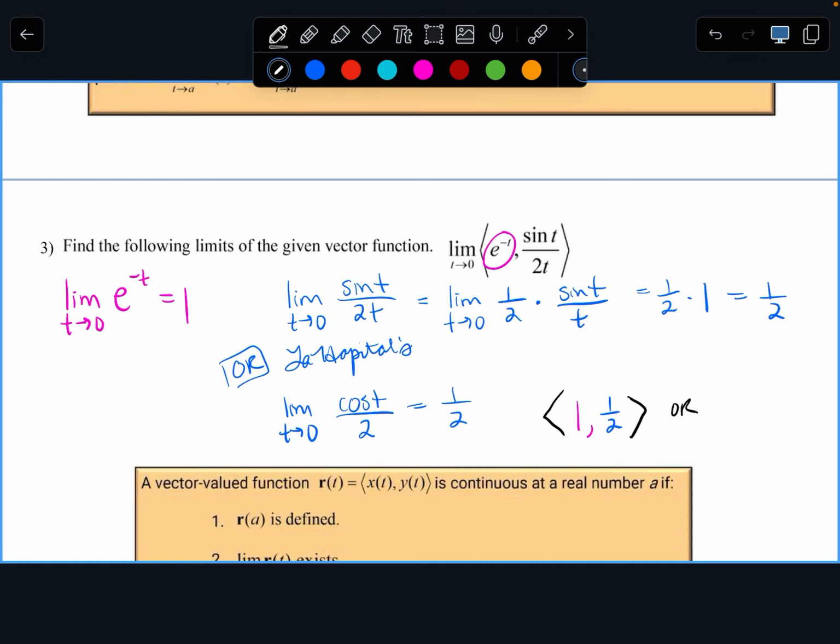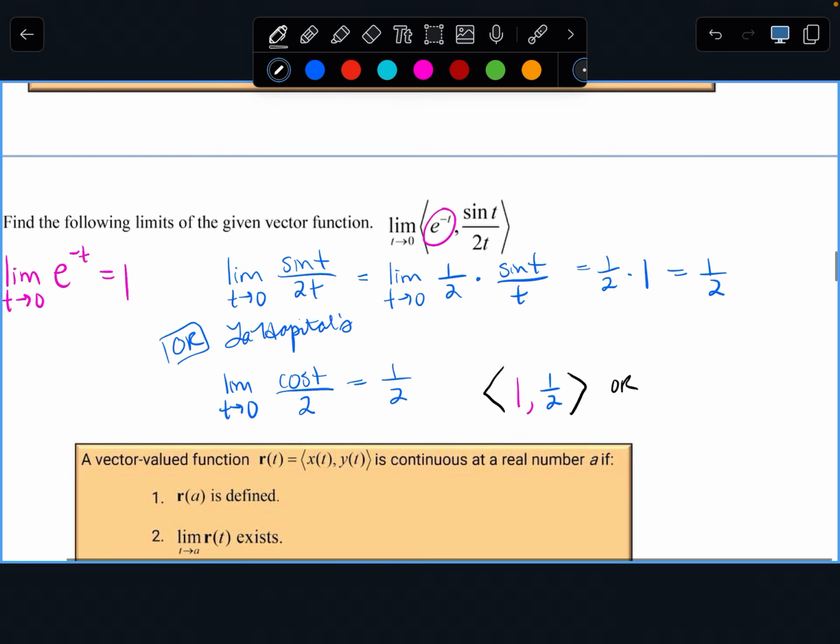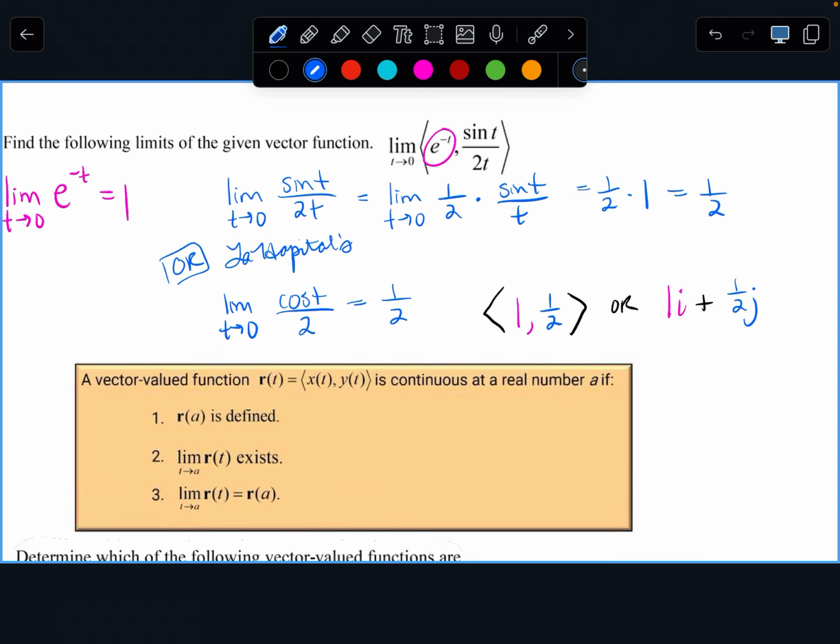If you do the equation expression thing, it would be 1i plus 1/2 j. So that's kind of fun.